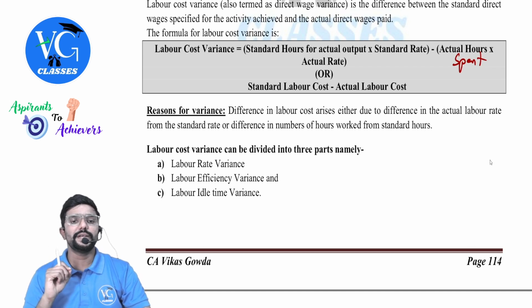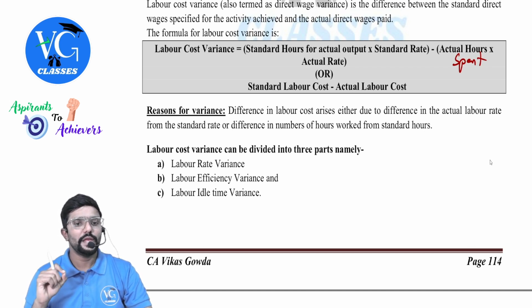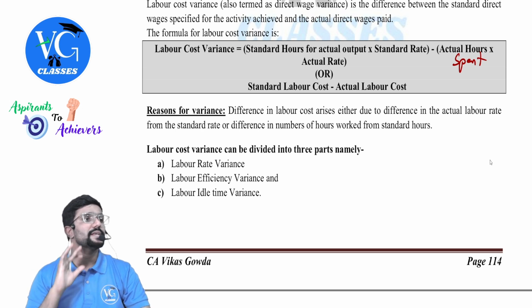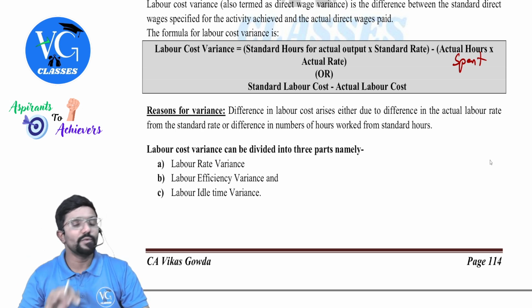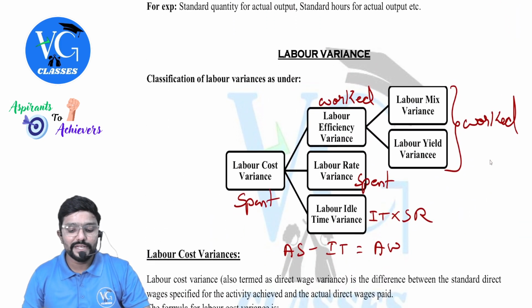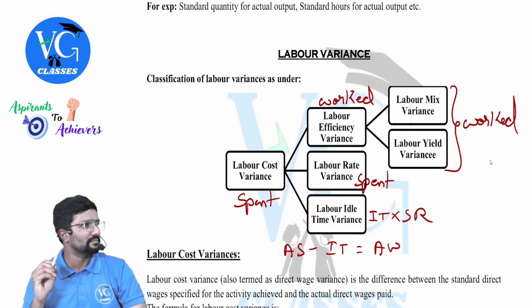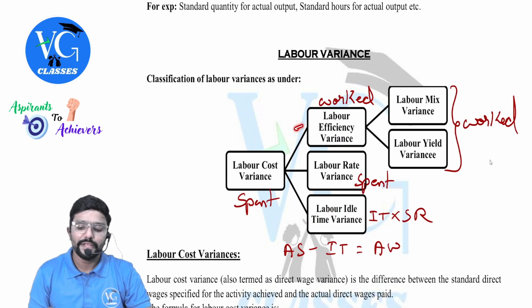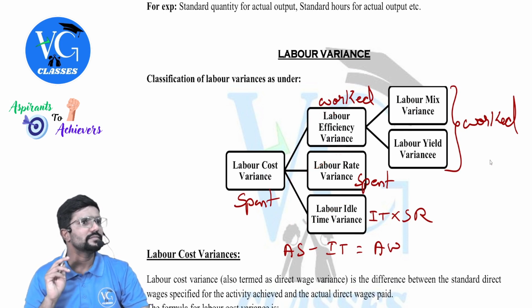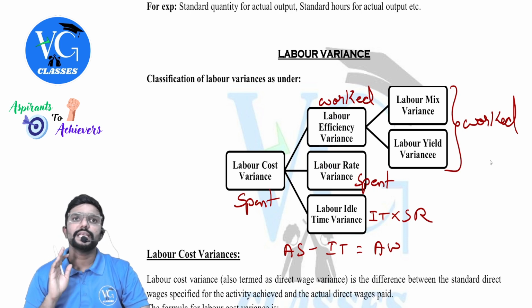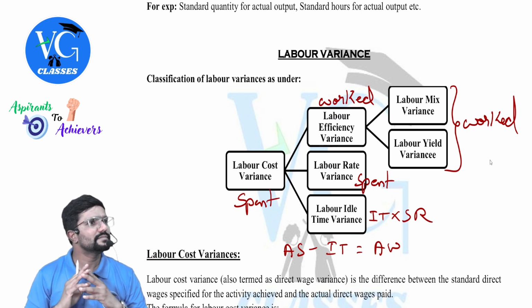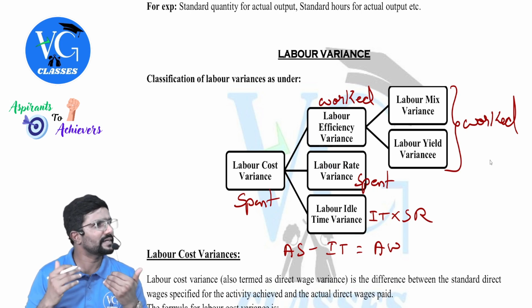Labor cost variance can be divided into three parts, namely labor rate variance, labor efficiency variance, and labor idle time variance. Guys, now you tell me. Only if there is idle time will the idle time variance come. Clear? If there is no idle time, only efficiency and labor rate variances will come. Correct. In that case, hours spent is equal to hours worked.